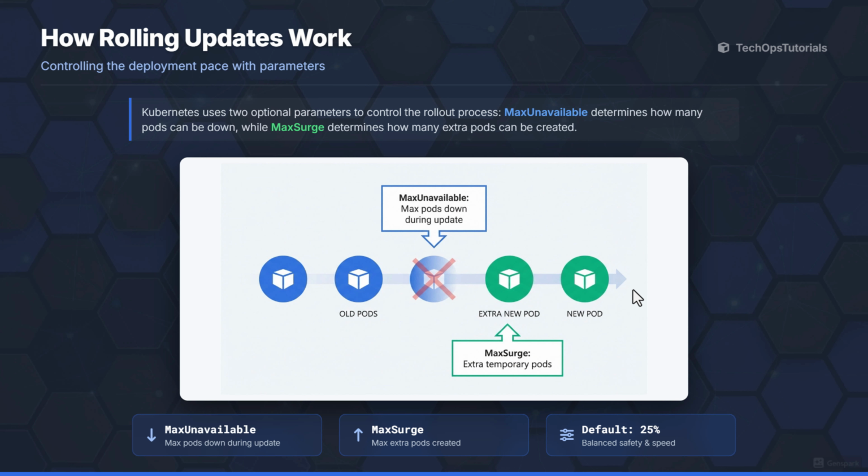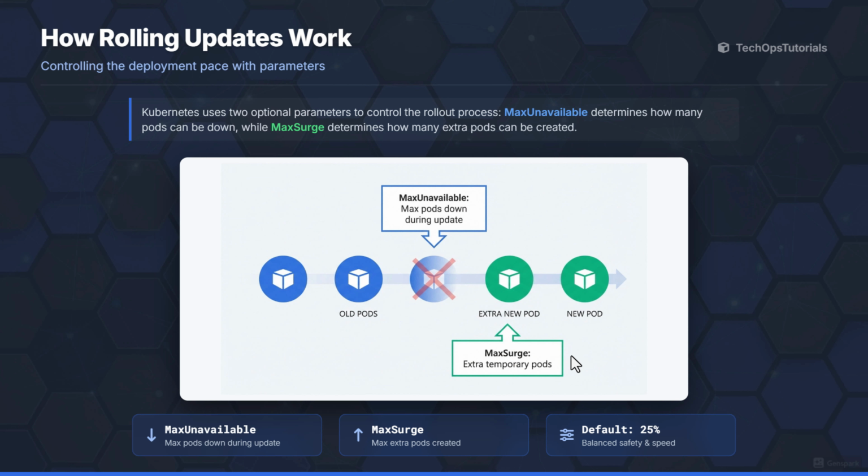Now let's take a look at how rolling updates actually work. Kubernetes gives us two settings that control the speed of the rollout. These are maxUnavailable and maxSurge. maxUnavailable tells Kubernetes how many old pods can be down at the same time during the update. So if the number is small, the rollout is slow but safer. If it's larger, you move faster but take more risk.